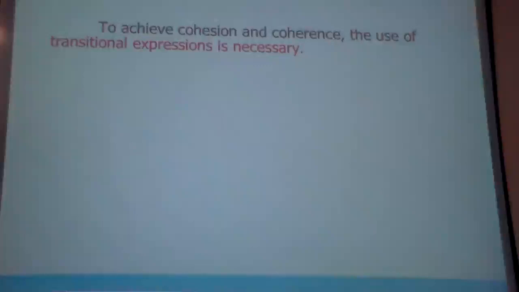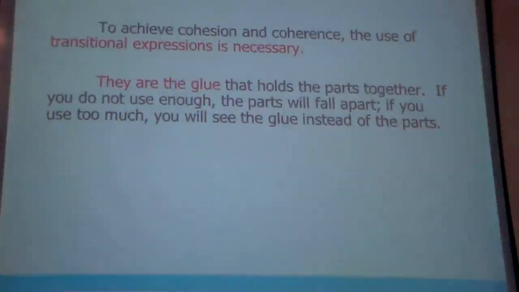To achieve cohesion and coherence, the use of transitional expressions is necessary. They are the glue. Do you know the meaning of glue? Not glow, glue. Yes, these transitionals are the glue that holds the parts together. So to maintain coherence, you have to know how to use these transitionals.